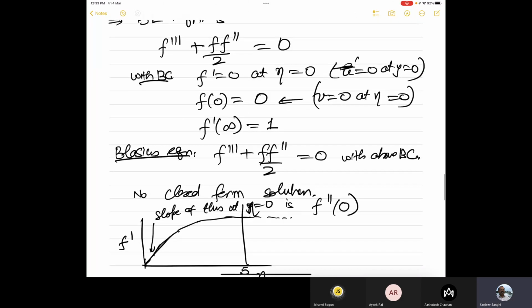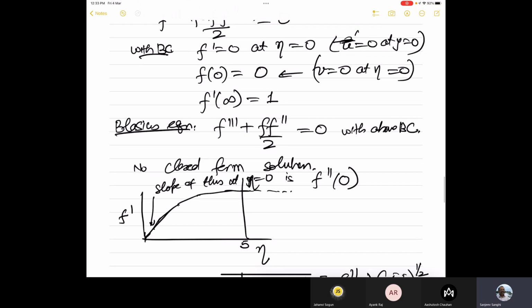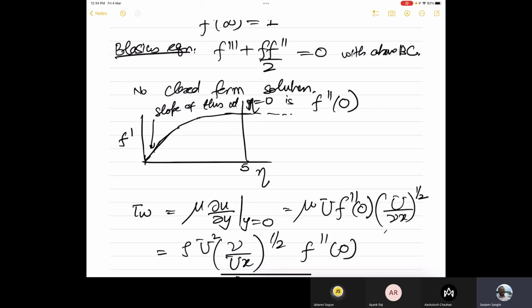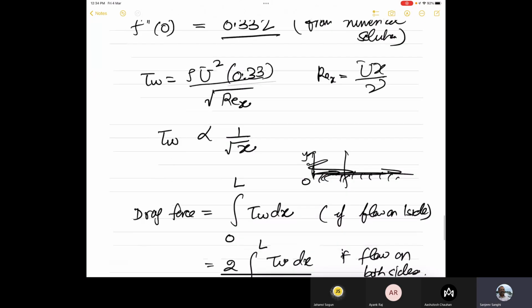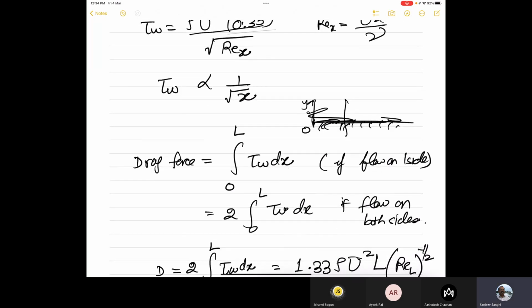If you want to integrate this equation, you can easily do it using MATLAB. You can try it out. You'll have to make it a set of 3 first order equations. Let's say f prime is equal to p, f double prime you call q, and f triple prime will be r, so dq by d eta plus f f double prime and so on, and you'll be able to get this. So this is the Blasius solution for a flat plate.